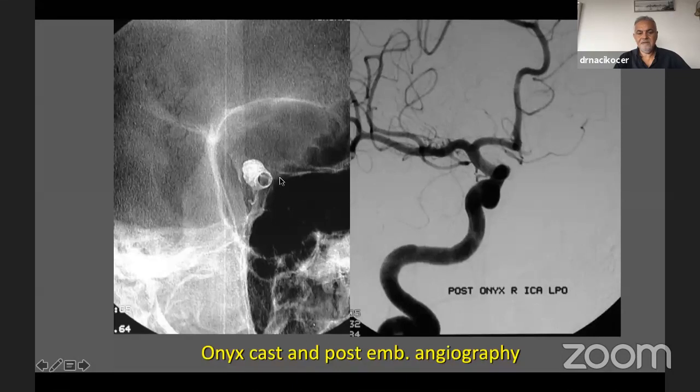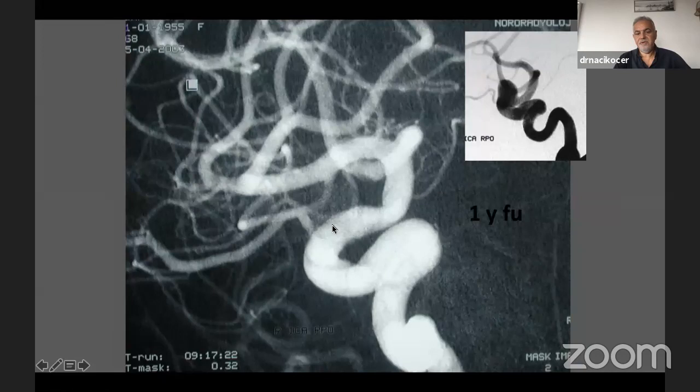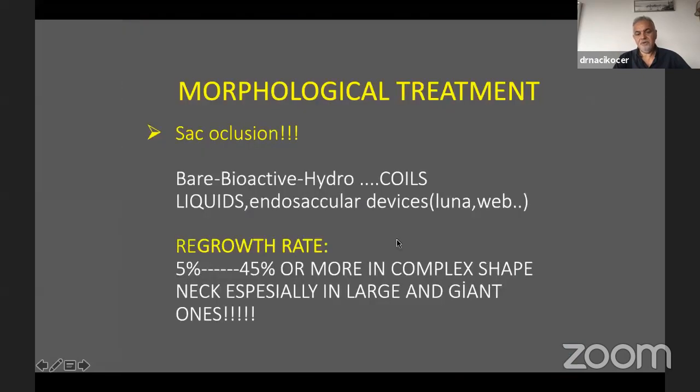And that's why in the follow-up period, of course, there is no regrowth. Look at that, how beautifully the parent artery reconstructed. Not because of the saccular occlusion, but because of the dog ear or diseased portion occlusion. It is more visible right now with the mentality of flow diverter.